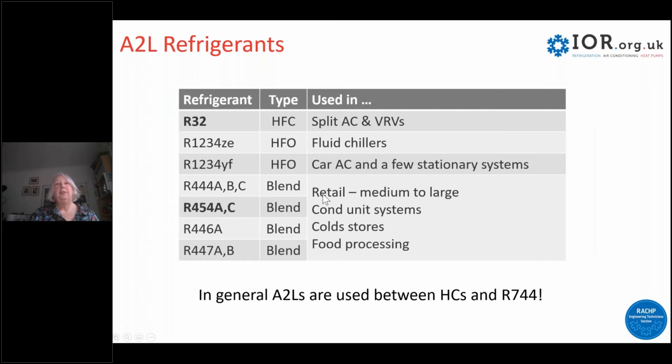And they have been used in things like medium to large retail, in condensing unit systems, in some cold stores, and in food processing. And in general, the A2Ls fit between the hydrocarbons and CO2. So hydrocarbons are used in very small systems and should continue to be used in small systems. There's no reason to replace those with A2Ls. And CO2, of course, is used in very large systems. And the A2Ls really fit in that gap in the middle.